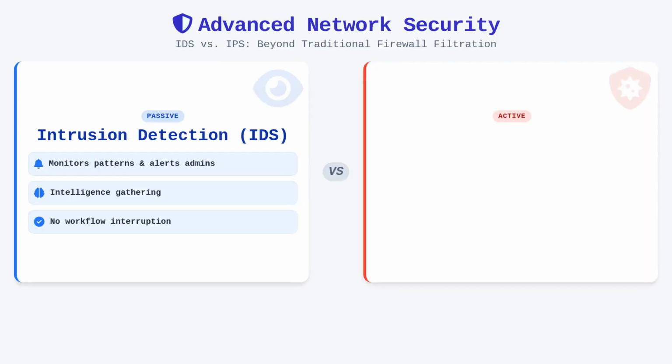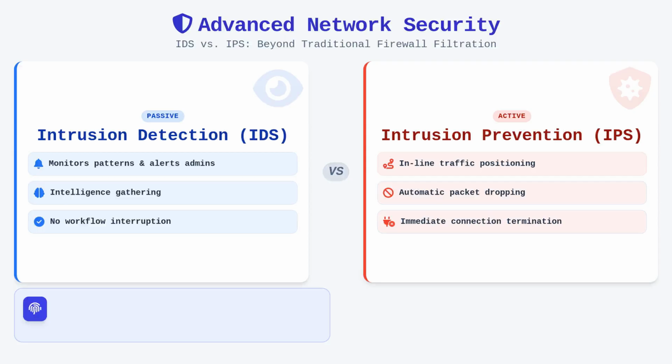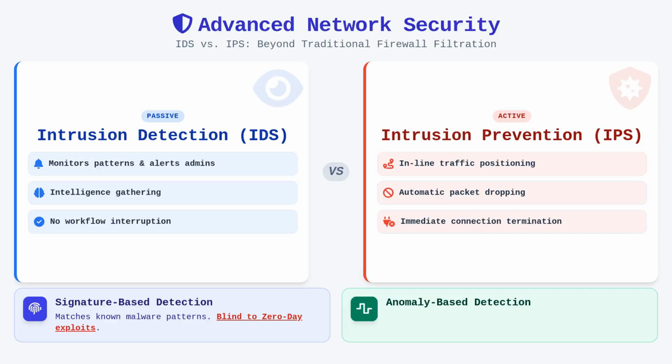An IPS, however, is positioned in line with the traffic flow, granting it the capability to drop packets or terminate connections automatically when a threat is identified. These systems primarily utilize two detection methods: signature-based detection, which compares traffic to a database of known malware and exploit patterns, and anomaly-based detection, which builds a baseline of normal behavior and triggers alerts when traffic deviates from that norm.